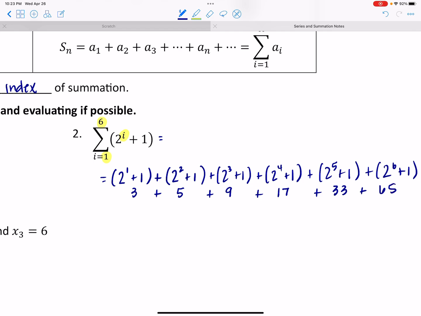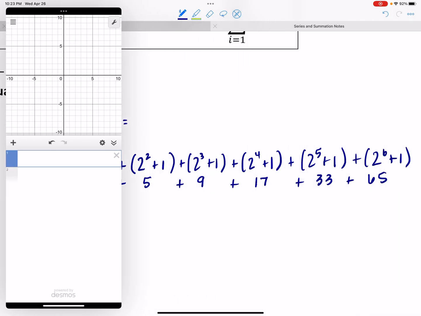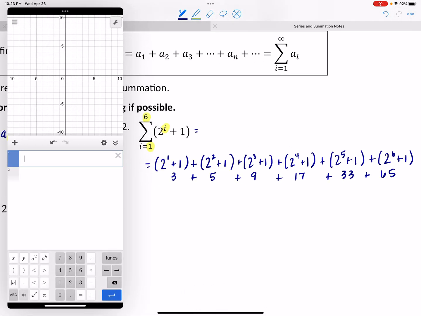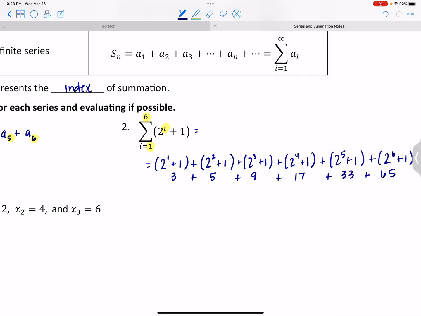And then I don't necessarily trust my ability to compute right now, so I'm going to go ahead and put this in the calculator. 3 plus 5 plus 9 and 17 and 33 and 65, and 132 is our sum. So this is going to be equal to 132.